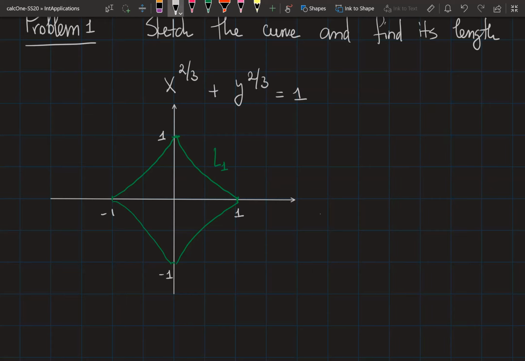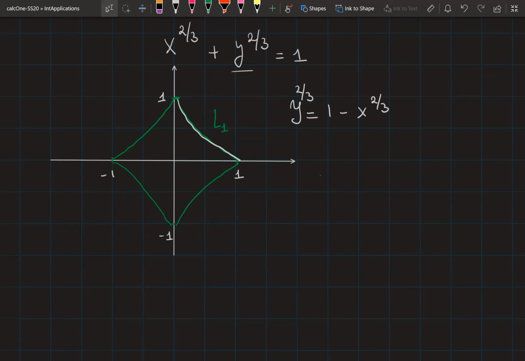So basically, the first thing which comes to my mind is, first of all, we need to define this curve in terms of y. In order to do this, we need to find y from here. So if we find y from here, it's going to be y in the power of 2 over 3 equal to 1 minus x in the power of 2 over 3, right? So the next step would be to find y. In order to find y, we have to make y in the power of 2 over 3 simply y.